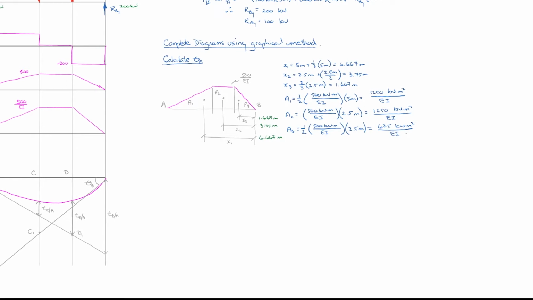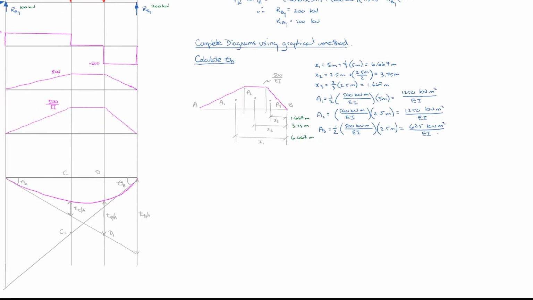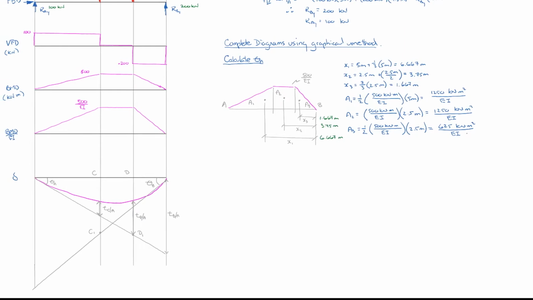So we have our three areas. What we know, if we go back down to our displacement diagram, is that this value here, which is the vertical distance between the tangent from A and the tangent at B relative to A, is equal to the moment of those areas. So the distance to the centroid from B multiplied by the area of the bending moment diagram divided by EI.